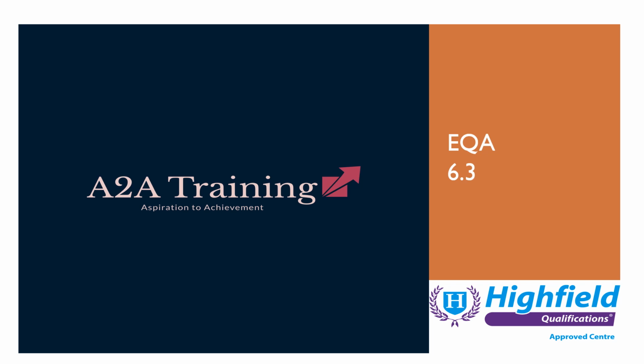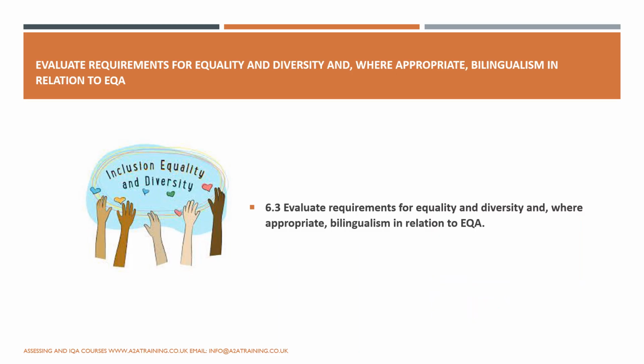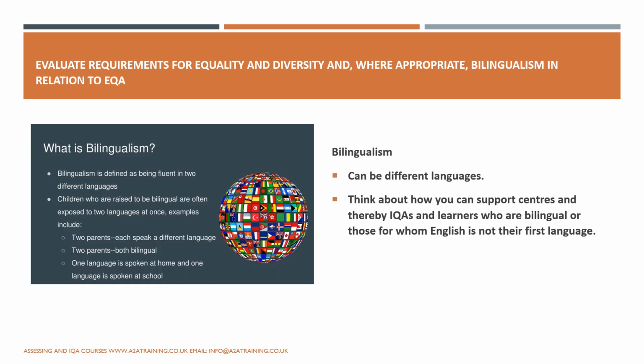So we're looking at EQA, Unit 1, 6.3. 6.3 asks you to evaluate requirements for equality and diversity and, where appropriate, bilingualism in relation to external quality assurance. So what is bilingualism? Well, bilingualism can be different languages.